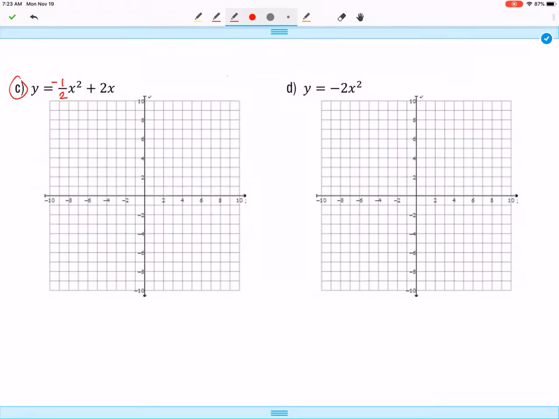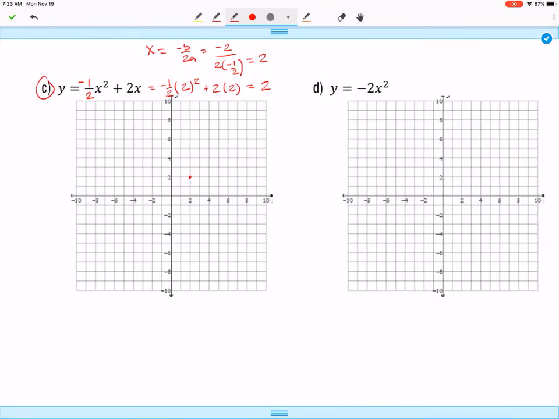We'll do our vertex. Our x value is going to be negative b over 2a. Plug that in. That gives us a negative 2 over 2 times a negative 1/2, which gives us 2. And then we plug that into our equation. That gives us a negative 1/2 times 2 squared plus 2 times 2, and that also gives us 2. Okay, so our vertex is going to be 2, 2. Draw that little dot. Okay, and now we're going to do the growth.